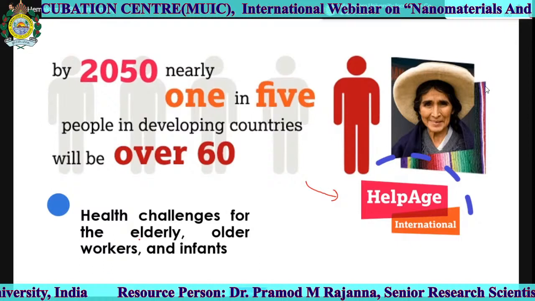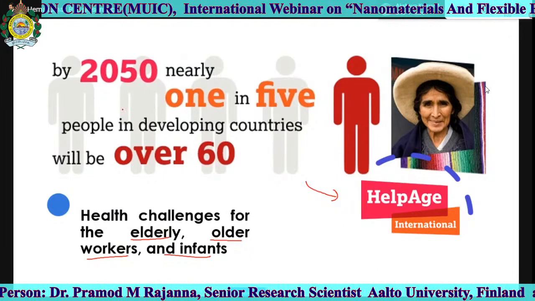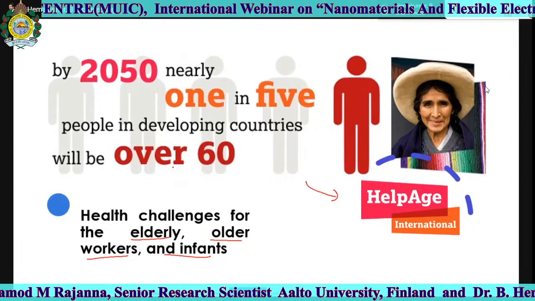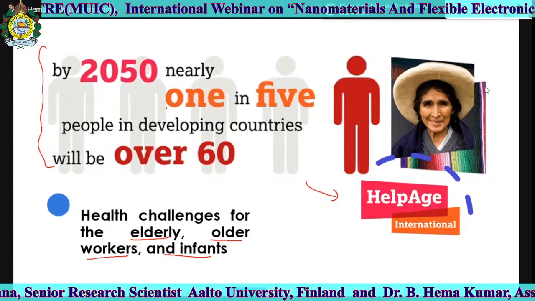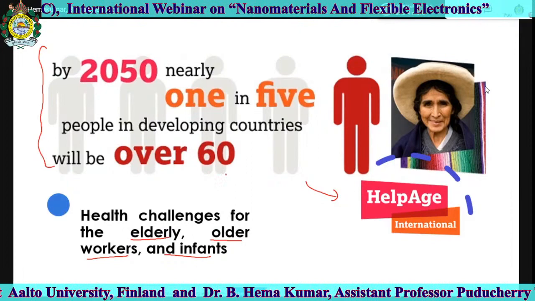These are the health challenges, for elderly, older people and infants. They have a very interesting statistic: by 2050, nearly 1 in 5 people in developing countries will be over the age of 60. So you can think of a larger number of aged people over the age of 60.